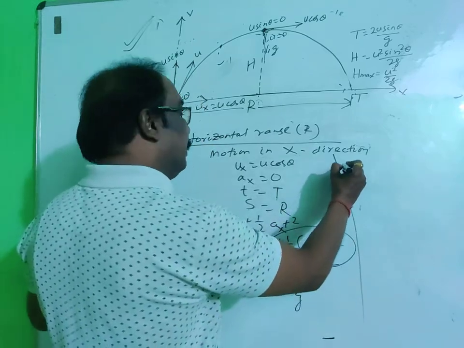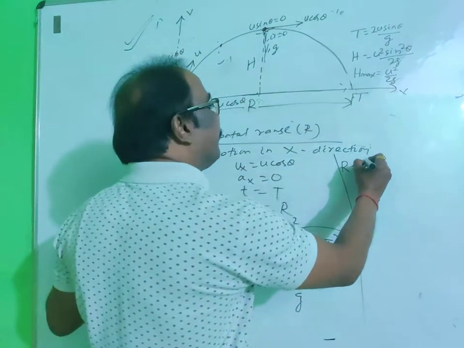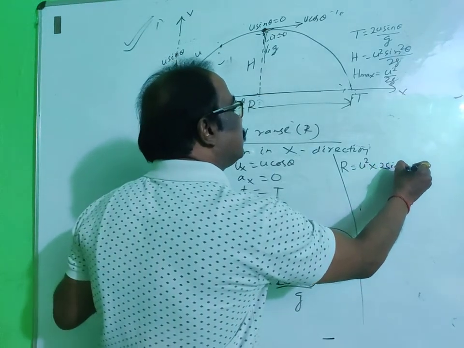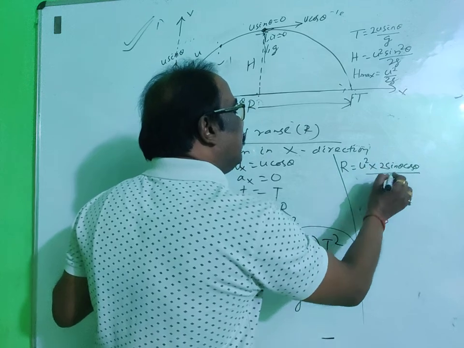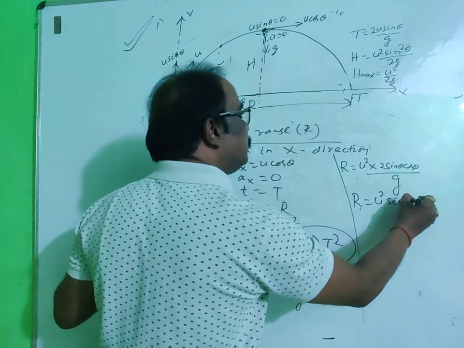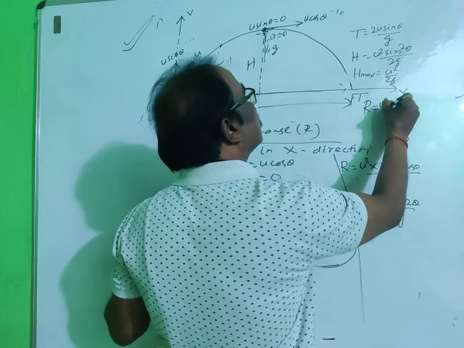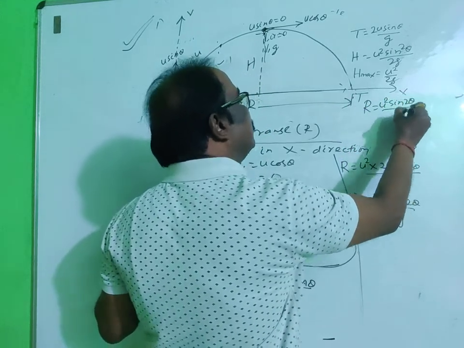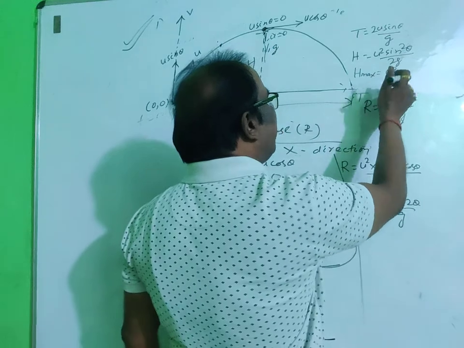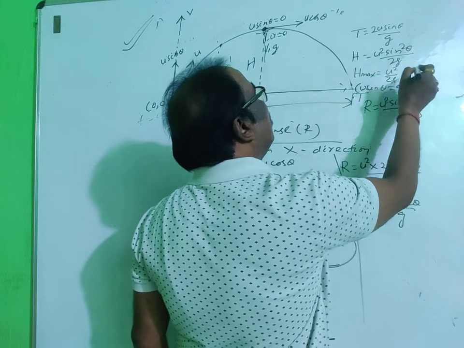Okay, then range is equal to u into u square into 2 sin theta cos theta divided by g. Then range is equal to u square sin 2 theta by g. This is our formula. Range is equal to u square sin 2 theta divided by g. Okay. So maximum height is u square by 2g when theta is 90 degree, condition to have maximum height.